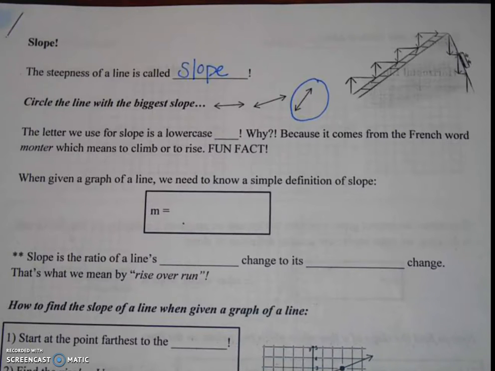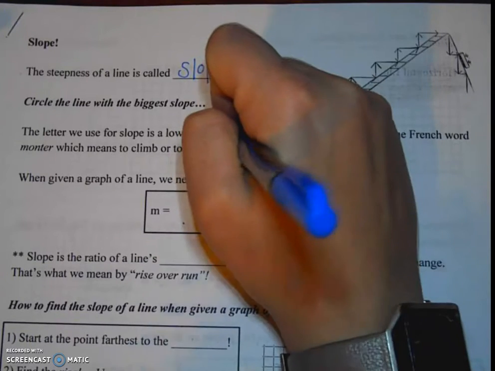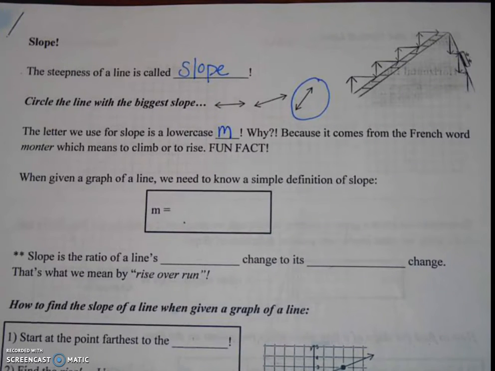Now the letter we use for slope is what? Think about it for a second and then write it down. Did you say M? If you said it's a lowercase m, you're correct. We use m to represent slope. And if you're wondering why, it's because the French word monter means to climb or rise.